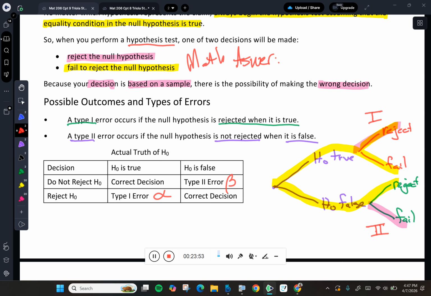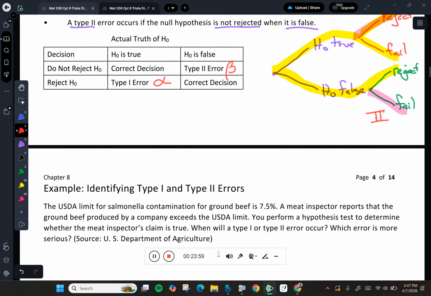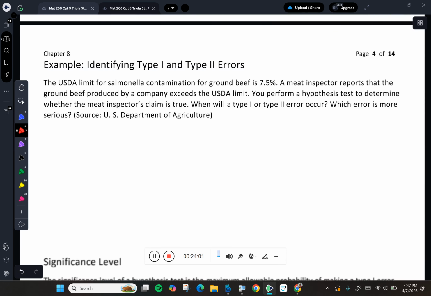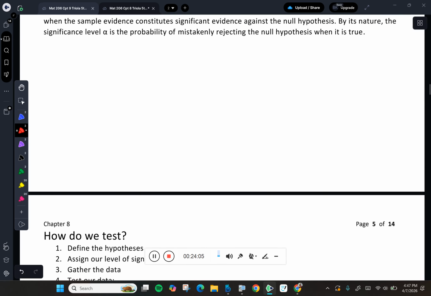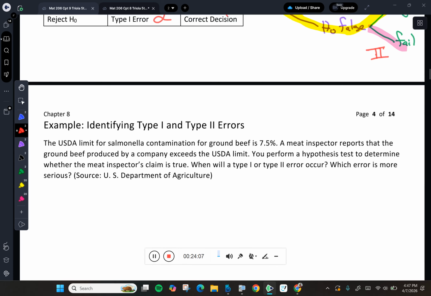Okay. All right, we're looking at about 24 minutes right now, so I'm going to stop this video here, and we'll come back and pick up from there. We'll take a look at an example of type 1 and type 2 errors. We'll talk about significance level, and we'll start building tests. So I'll see you all back here for part 2.